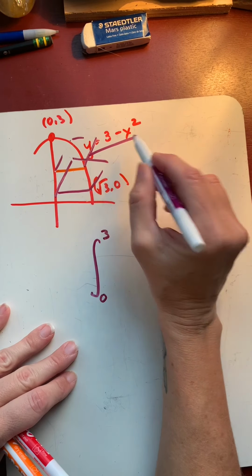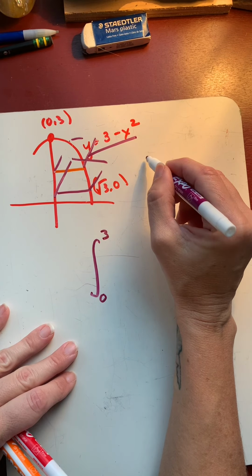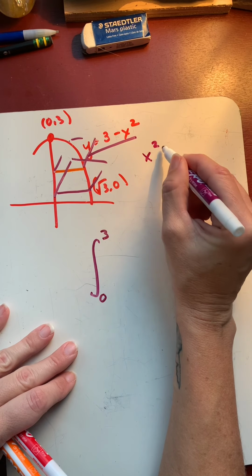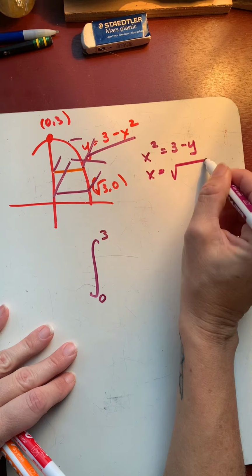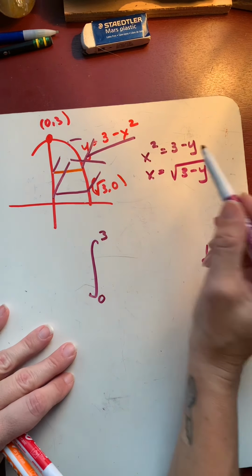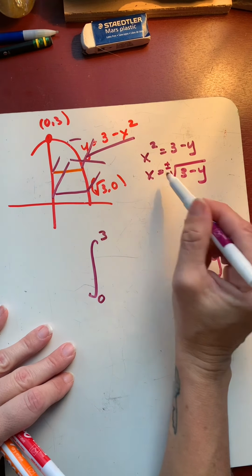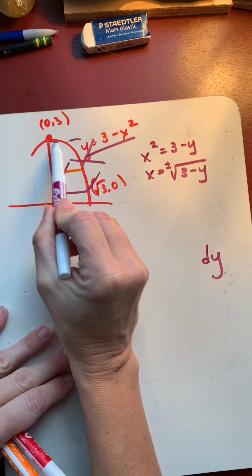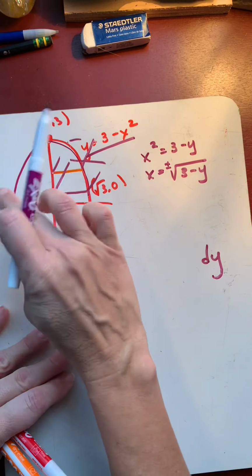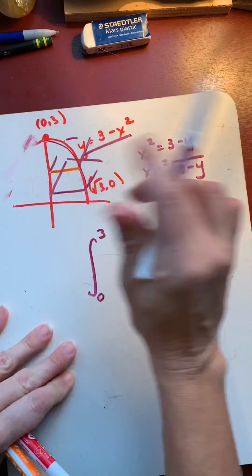So I need to solve this for x. So I'm going to have x squared equals 3 minus y, and x is going to be the square root of 3 minus y. Now, how come I don't need a plus or minus? If I had a plus or minus, that would give me both sides of this parabola. The plus is going to give me this side, the minus would give me this side. So I only need the plus because I only need the right side.